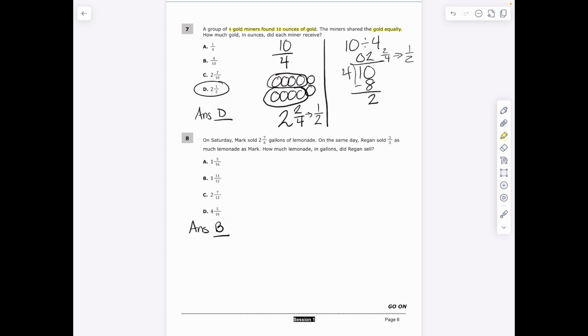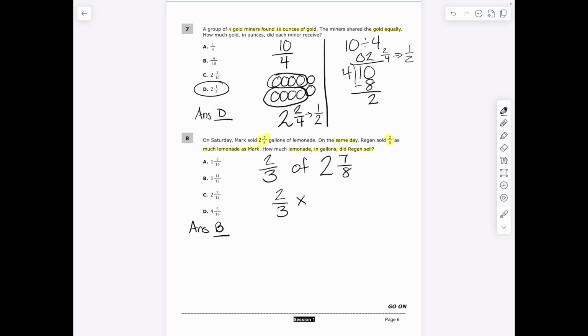On Saturday, Mark sold 2 7/8 gallons of lemonade. On the same day, Reagan sold 2/3 as much lemonade as Mark. How much lemonade in gallons did she sell? Okay, so Reagan sold 2/3 as much as Mark. So I want to know what is 2/3 of 2 7/8. That's a multiplication problem when I want to find that part. So I'm going to do 2/3 times, I have to change that 2 7/8. I'm going to have to move it.